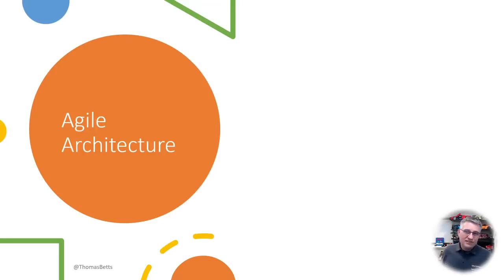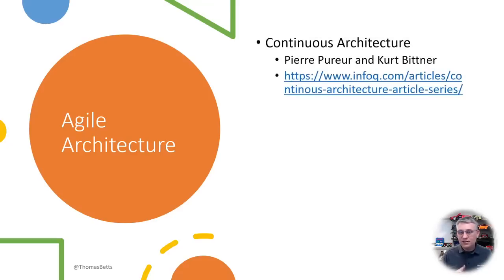We spent decades trying to be agile for developing software, and architecture has been playing catch up. So we want our architecture to be agile. It has to respond to change. Now, some ideas of how to design your architecture to allow for continuous evolution are captured in a 7-part article series by Pierre Pureur and Kurt Bittner on InfoQ. Pierre is also co-author of a book on continuous architecture.